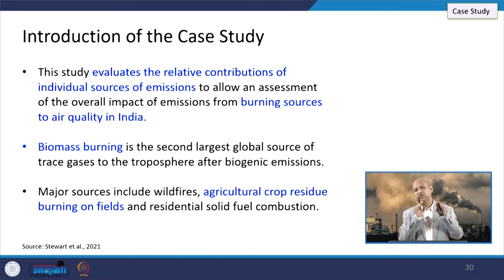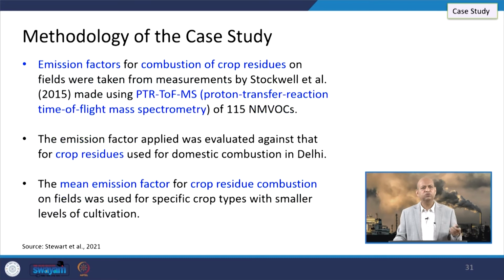So, we have to see burning sources overall, and within that, biomass burning is the second largest global source of trace gases to the troposphere after biogenic emissions. So, that is why this is a very important activity, and major sources include wildfires, agricultural crop residue burning on fields, residual solid fuel combustion, or municipal solid waste, those kinds of things.